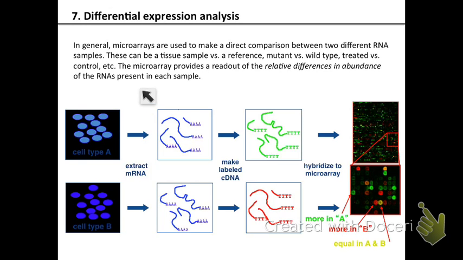So how do you do that? Microarrays are used to make direct comparison between 2 different RNA samples. So it provides a readout of the relative differences in abundance. Okay, so what you do here is this. You have a cell type A that you're going to compare to cell type B. You extract the mRNA, so you have mRNA from both, and then you make the cDNA.